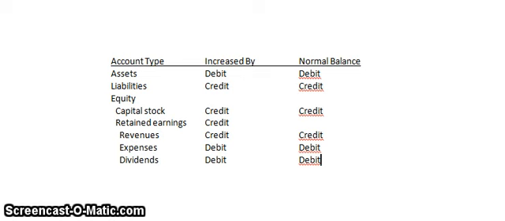Liabilities are increased by credits. So if I said I've got an accounts payable and I credited it, that means I increased it. The opposite would decrease it. So if I credited cash, I would have decreased cash. If I had debited accounts payable, I would have decreased accounts payable. Okay? For the equity accounts, again, they're not all the same.